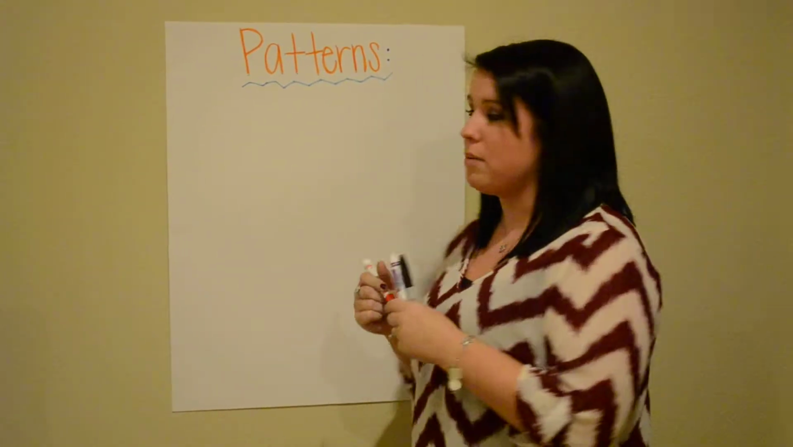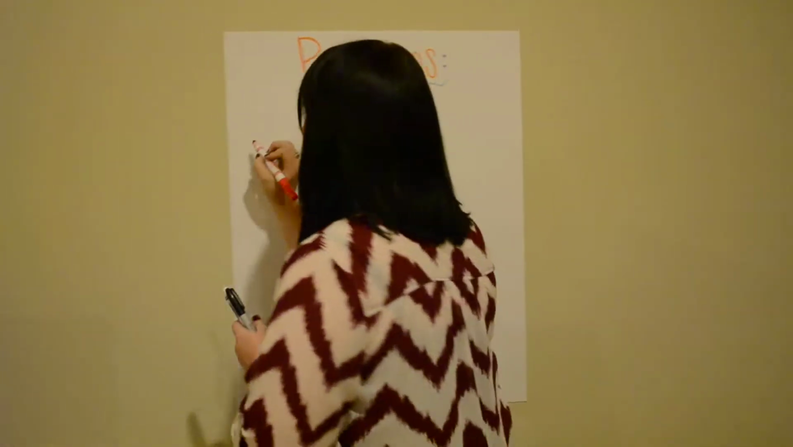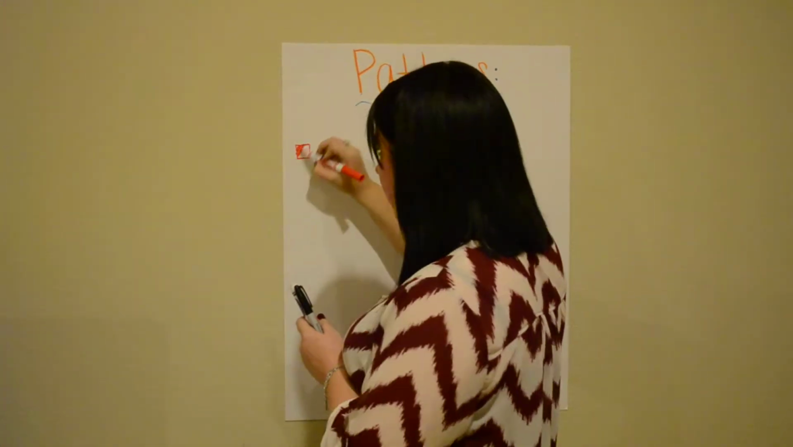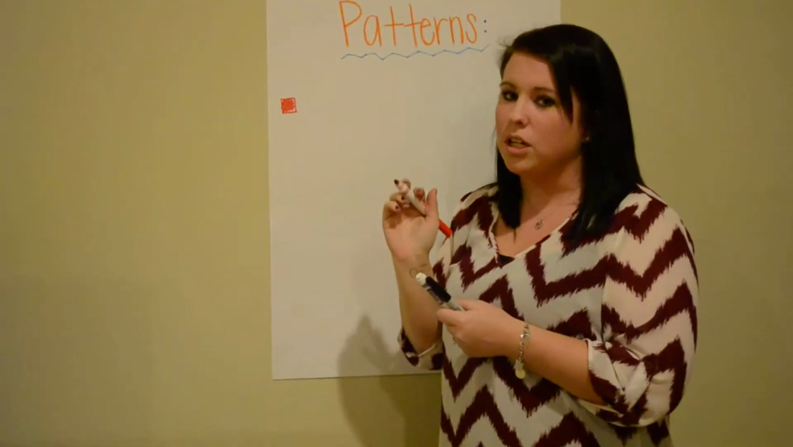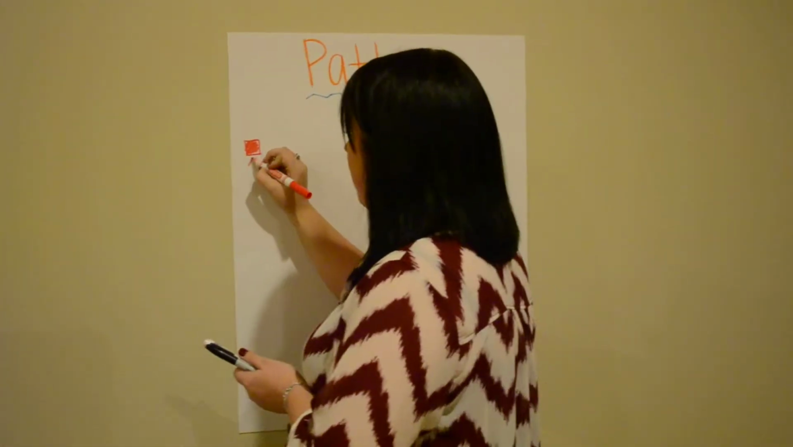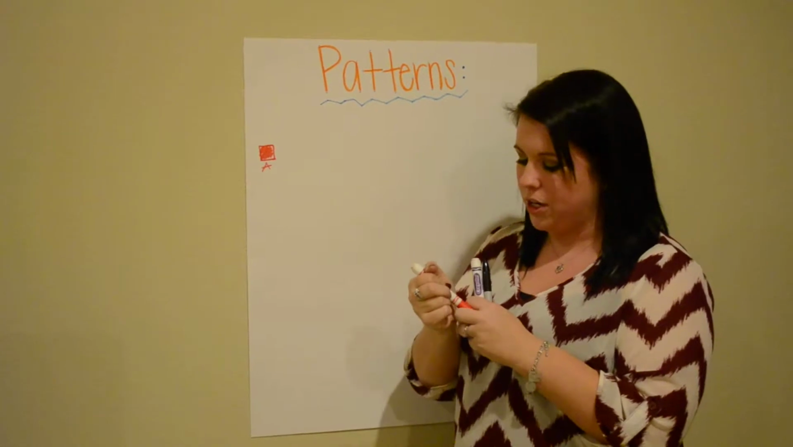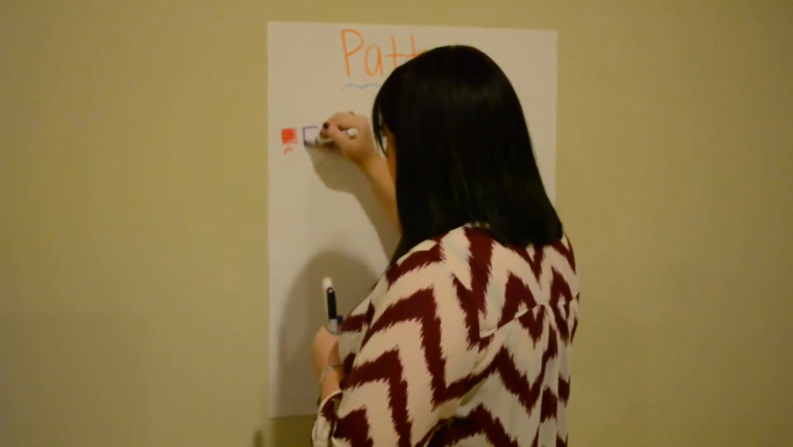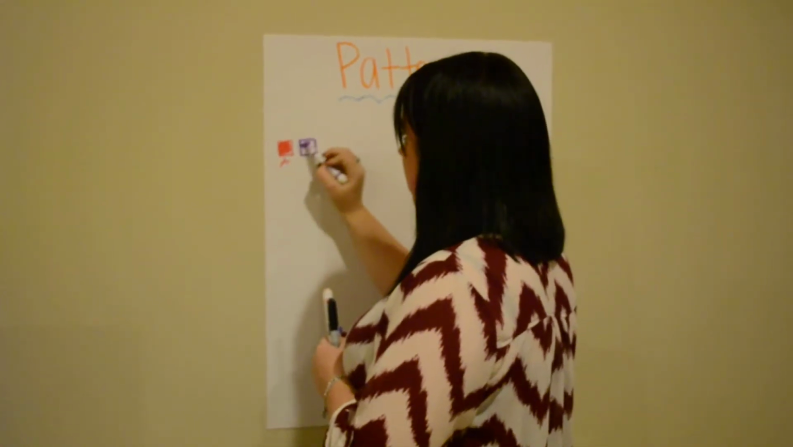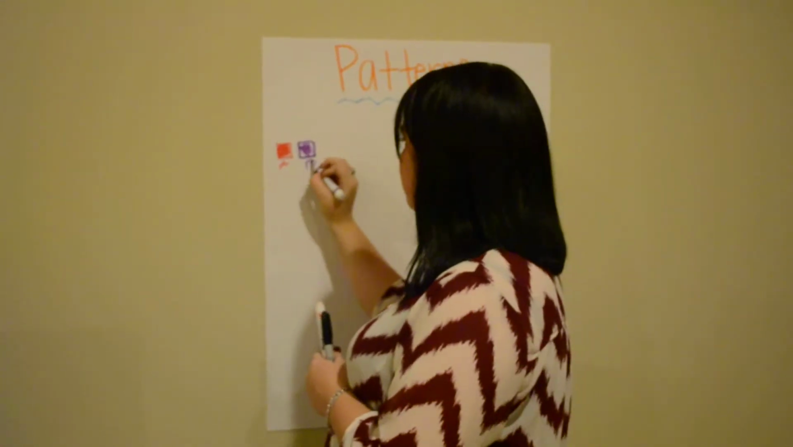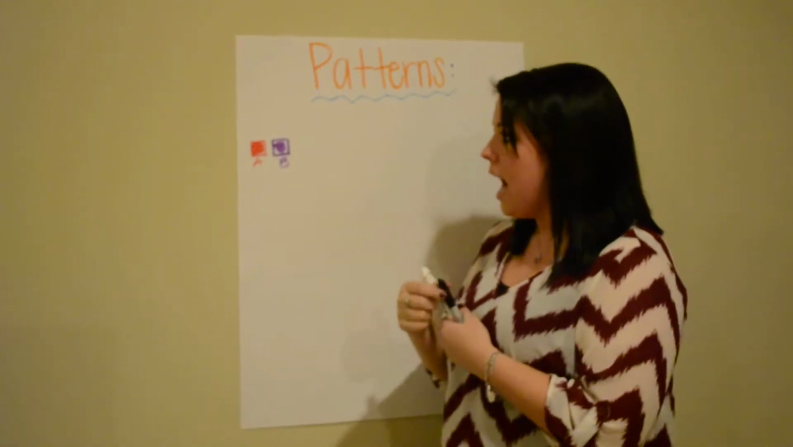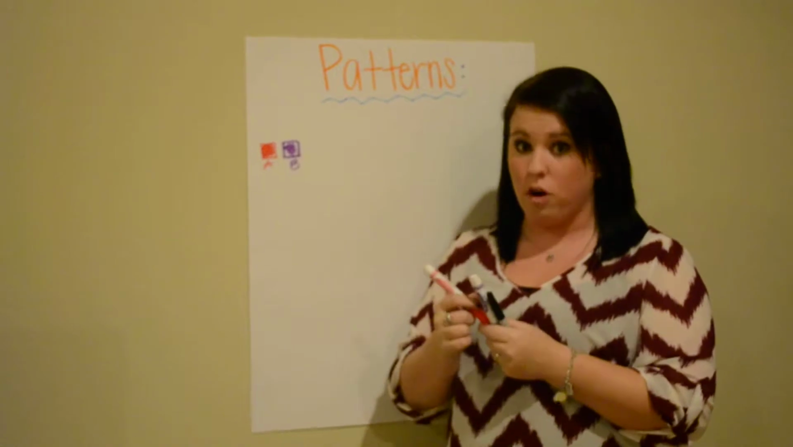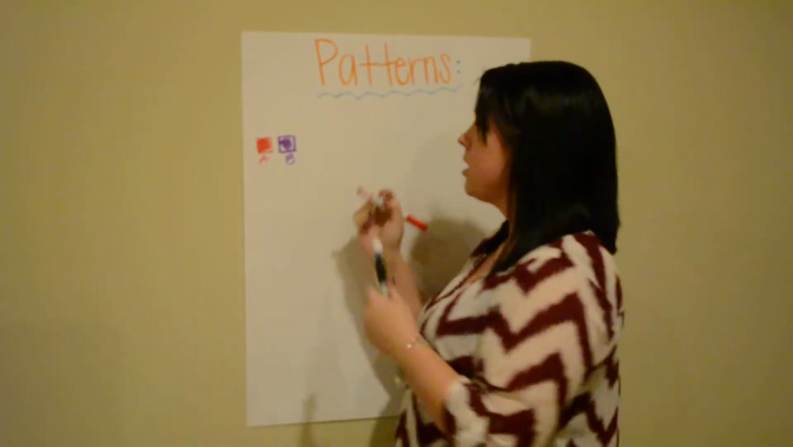So first I'm going to make a red square. I'm going to color it in, and I'm going to label the red square A so that we can remember. Then I'm going to use a purple marker to make a purple square, and I'm going to label the purple square B. So in a pattern, I want it to be something and something else, and then start over when I'm just going to use two different objects or two different colors.